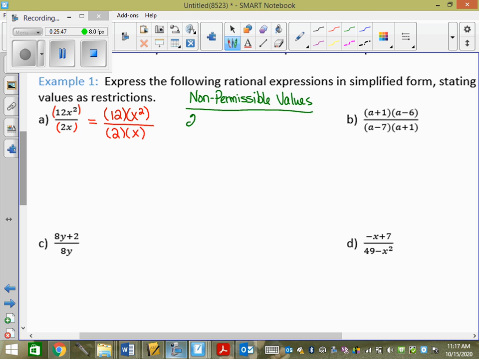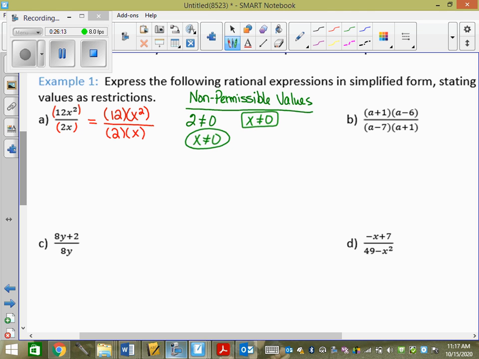So I'm going to go 2 cannot equal 0. Is that an NPV? Nope. I'm going to go x cannot equal 0. Well, that one's done already. So my restriction, or my NPV, is x cannot equal 0. And I'll show you how you don't even have to write out the word non-permissible value, because you'll just write it at the very end of your answer. Okay? So I just box it over there. I hold it. That's my only non-permissible value I have.